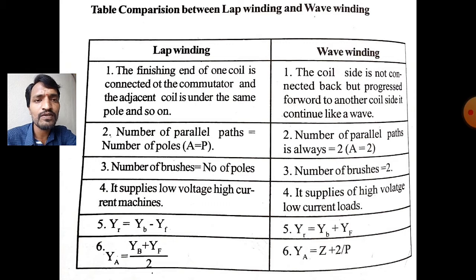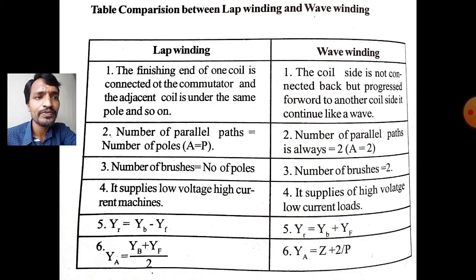In wave winding, the coil side is not connected back but progresses forward. The coil is not connected back. It is just like a wave shape.